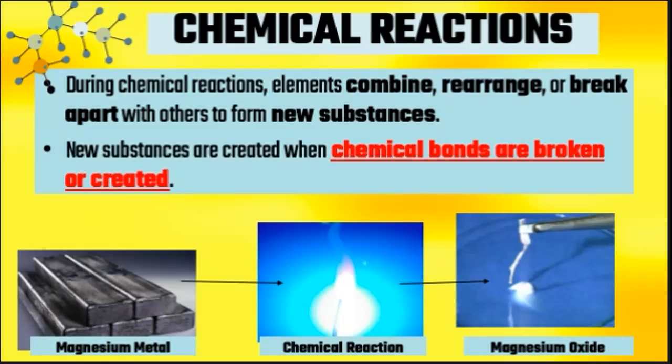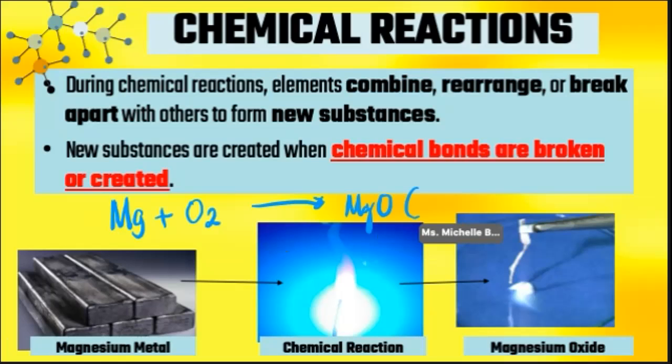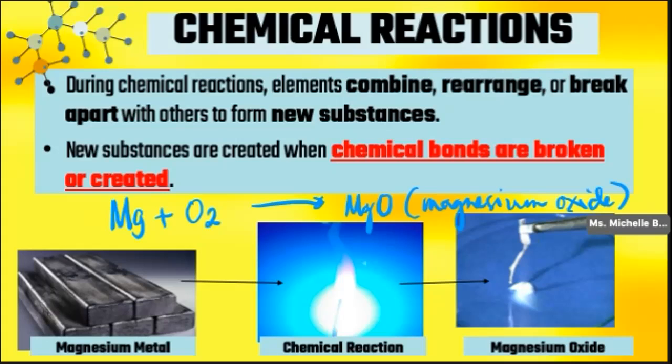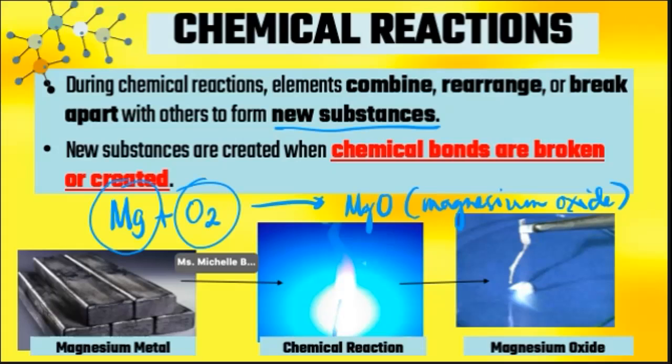Or shall I say, if magnesium reacts with oxygen, it will yield magnesium oxide. Which means to say, class, that this is a new substance. A new substance is formed. Magnesium oxide is different from magnesium and from oxygen. Now, what happens here in magnesium and oxygen? The elements are still the same.